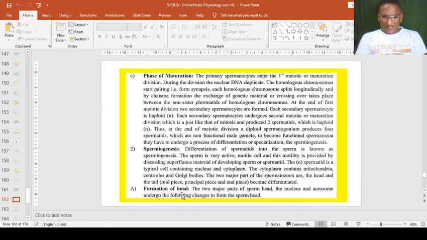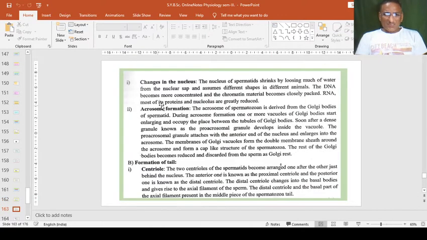Now, formation of the head in spermiogenesis, or formation of sperm. What is there? Head and tail. In between head and tail we have seen the middle piece, where mitochondria are arranged. How is the head formed? The two major parts of the sperm head are the nucleus and the acrosome. The nucleus is at the center of the head and the acrosome is at the tip, and they undergo the following changes to form the sperm head. First, the changes in the nucleus.